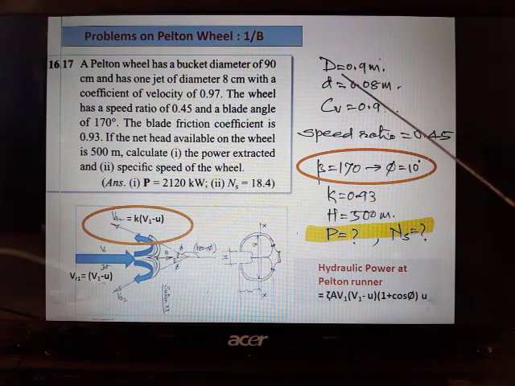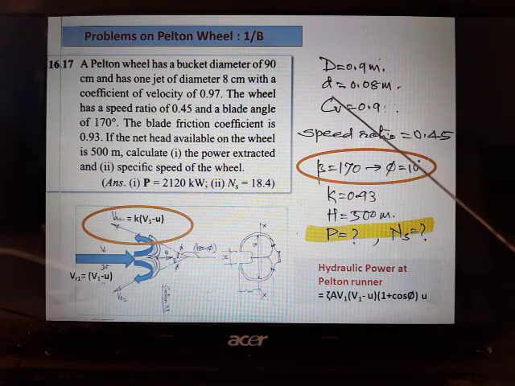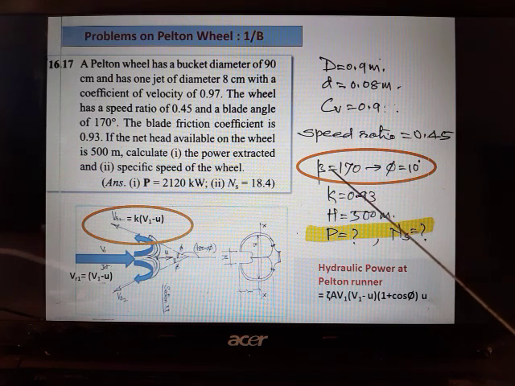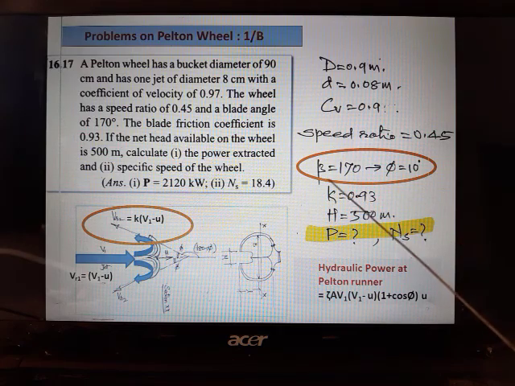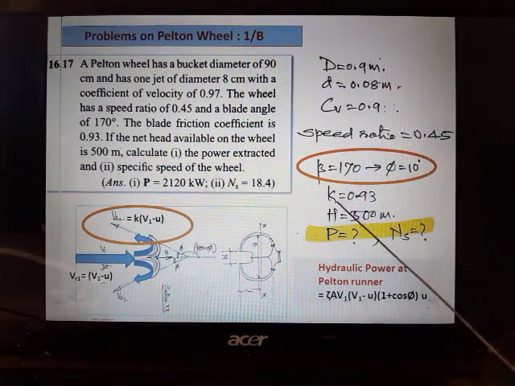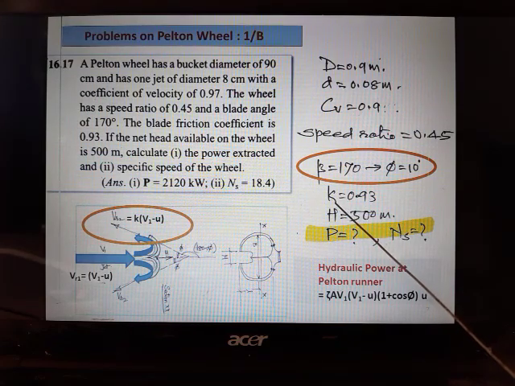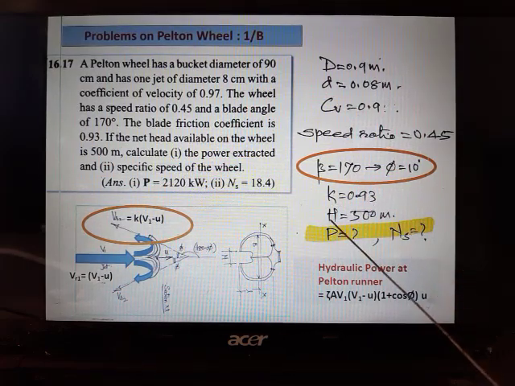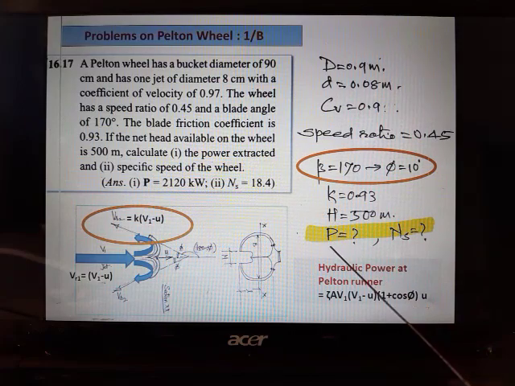What we can make out from the problem is the diameter of the wheel is given 0.9 meter, the diameter of the jet is given 8 centimeter, so to say 0.08 meters. Coefficient of velocity given, speed ratio is given, angle of vane is given as 170, so to say our angle phi becomes 180 minus 170, that is 10 degrees. Important thing to be noted down. This K, this is because of blade friction, that is new, I'll explain. The head over the turbine is 500 meter. What they have asked is what is the power developed and what is the specific speed.